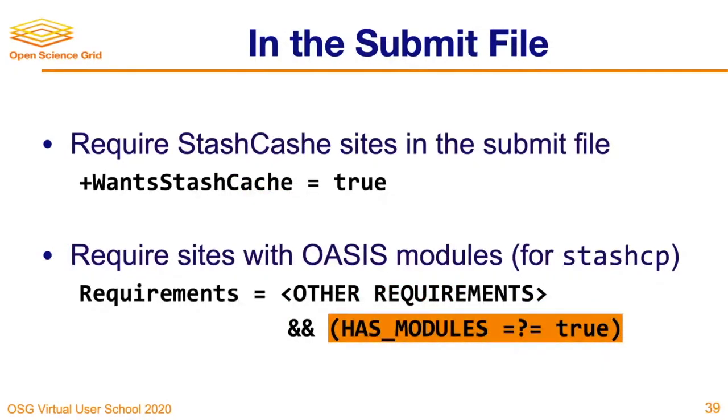There's some changes that you need to make in your Condor submit file in order to access Stash. So you need to require stash cache by adding this +WantsStashCache = true line. And then you also have to ensure that the job slot that your job lands in will also have modules available to it. So in your requirements line, you need to include this HAS_MODULES == true.